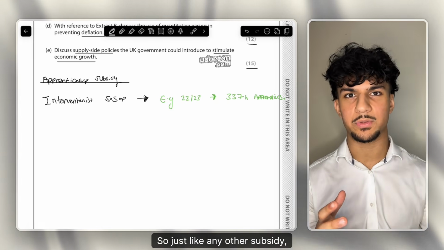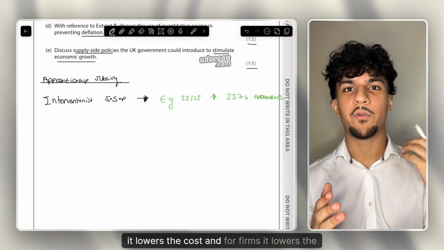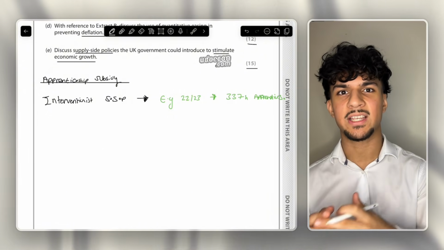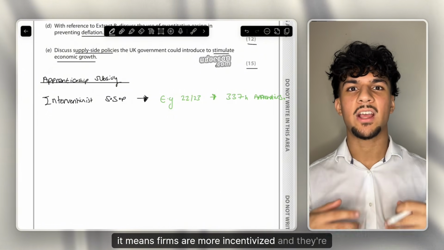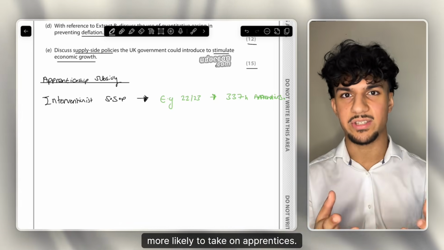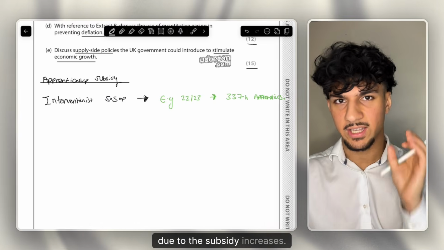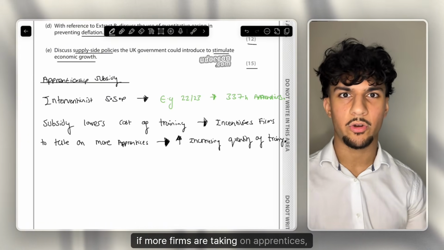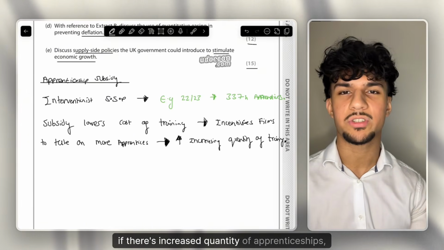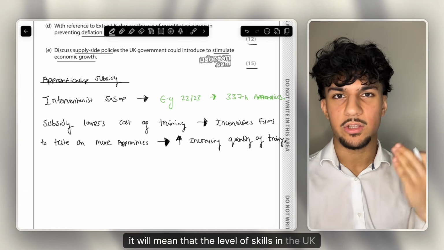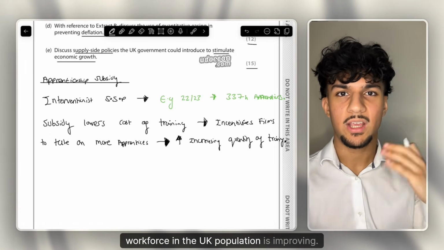Just like any other subsidy, it lowers the cost, and for firms, it lowers the cost of training. Therefore, if it's lower cost to train apprentices, firms are more incentivized and more likely to take on apprentices, meaning the quantity of apprentices taken on due to the subsidy increases. Now, if more firms are taking on apprentices, it will mean that the level of skills in the UK workforce is improving.